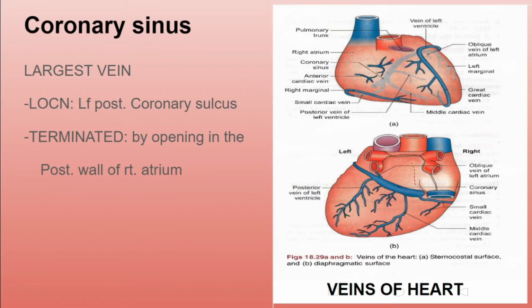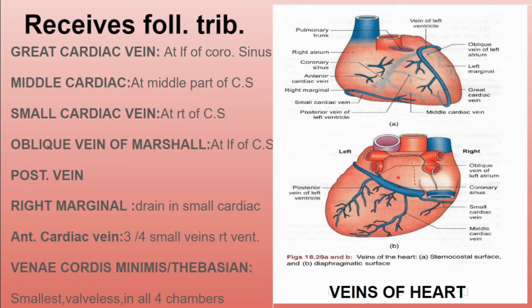Now coronary sinus. What is this? In this diagram, this is the coronary sinus. The coronary sinus is the largest vein of the heart. It is situated in the left posterior coronary sulcus, as you can see over here. It is about 3 cm long and it ends by opening into the posterior wall of the right atrium. As you can see, it opens into the right atrium, in the posterior wall. Now the tributaries that are received by the coronary sinus.